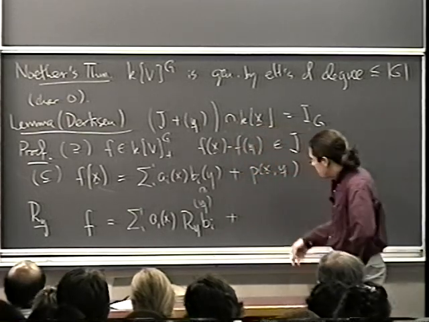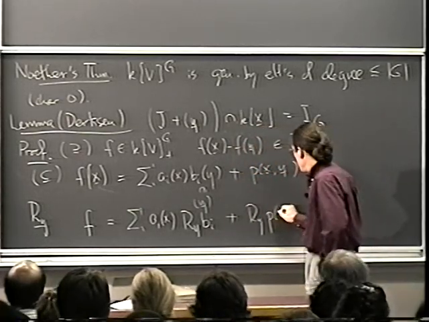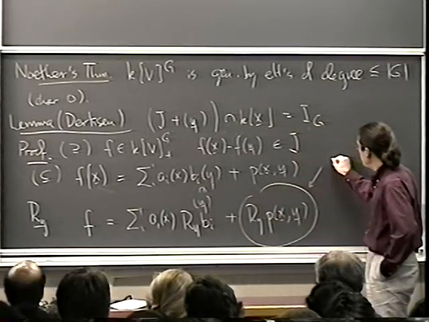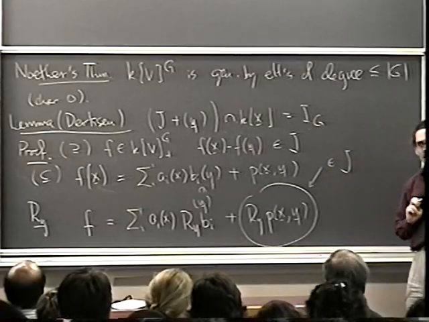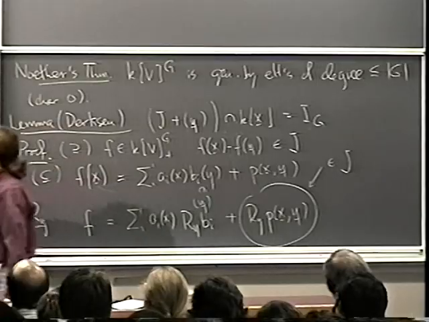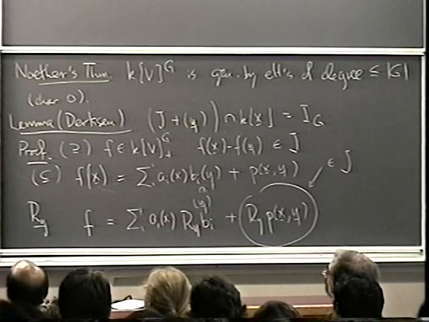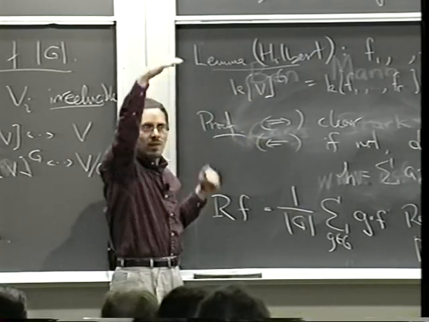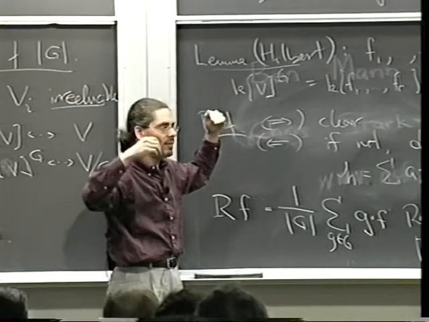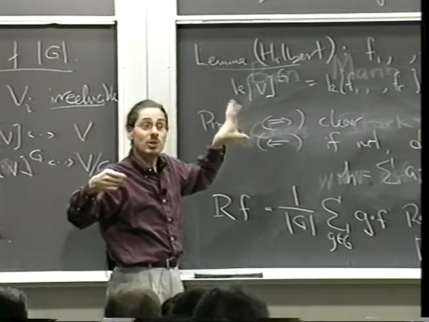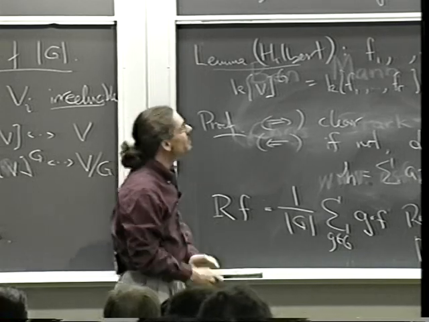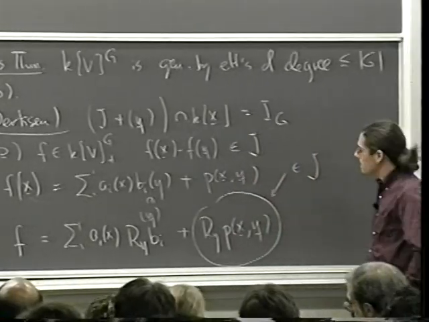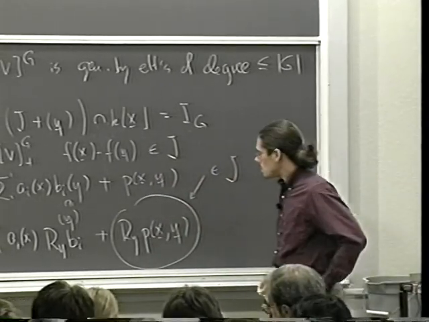Right? Plus, I get the Reynolds operator in y applied to p of x,y. And now here's the crucial observation. This is still in J, okay? Because the arrangement is unchanged if you act by G on the y coordinates without changing the x coordinates, because the arrangement was the union of the y's being any G of the x's. So if you change the y's by an element of G and you don't change the x's, the arrangement is still invariant, okay? So you can operate on this with the Reynolds operator in the y's, and you're still going to be in J. Okay?